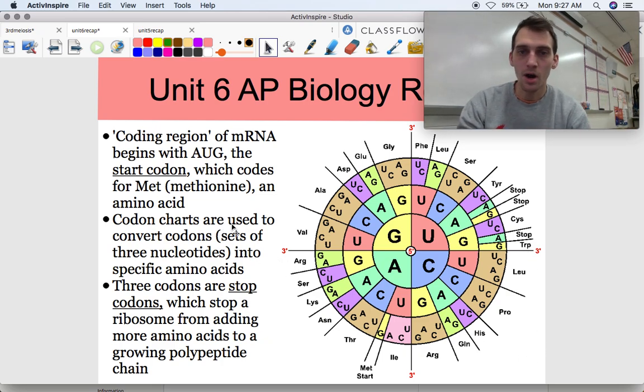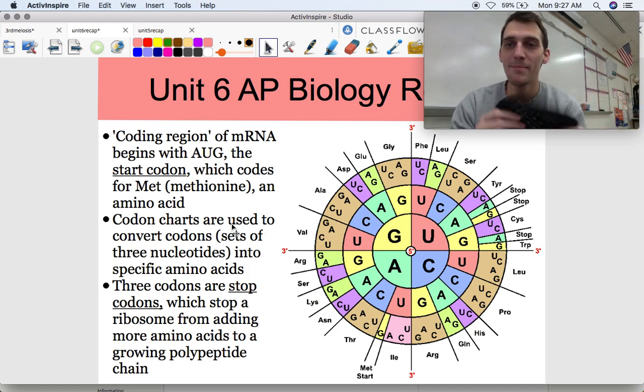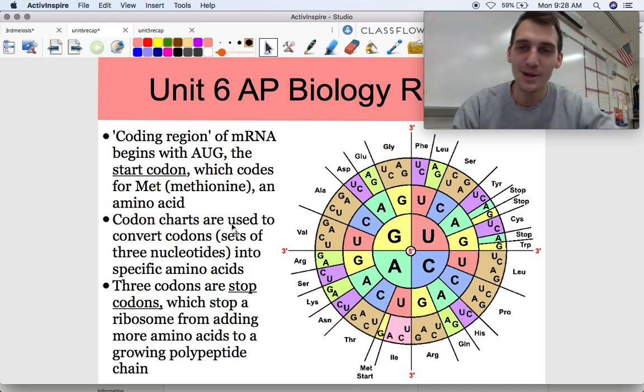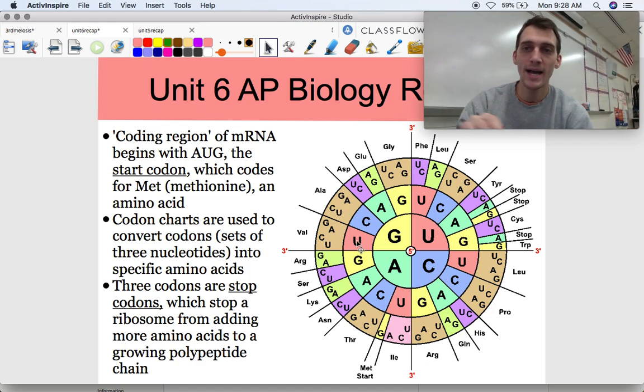But codon charts are easy ways for us to convert codons into specific amino acids. My mouse pad over here is a codon chart. I'm very proud of it. But here's a codon chart. 3 codons are what are called stop codons, which stop a ribosome from adding more amino acids to a growing polypeptide chain. So you can convert these groups of 3 mRNA nucleotides into words, into amino acids, and you add the right amino acids in place.